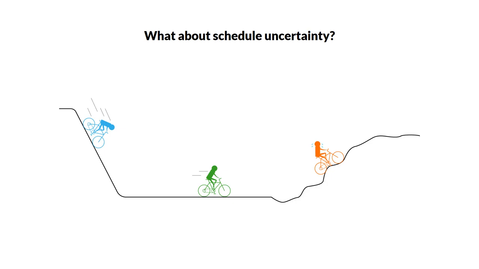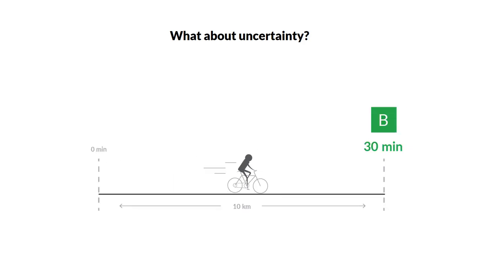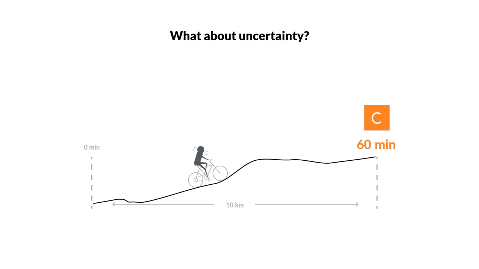To keep it simple, let's say there are 3 parts to the 30-kilometer track: downhill, level, and uphill. Let's say that in the downhill section, you can do the 10 kilometers in 20 minutes. On the level, you take 30 minutes. And when you're going uphill, it's 60 minutes.